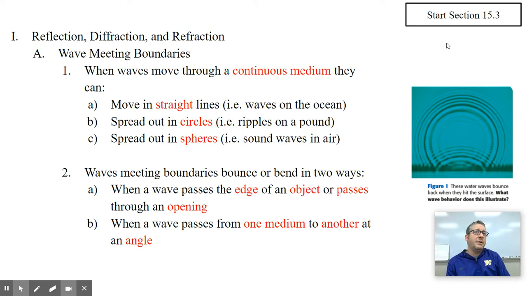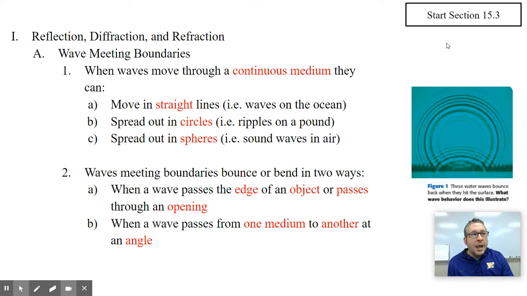So we've been talking a lot about different types of waves, and now we need to see what happens to them when they encounter objects. And the object could be a wall, a small opening, even going from one medium to another. So that's what we're going to be talking about today. We're going to start off by talking about reflection, diffraction, and refraction, okay? Say that 3 times fast. Reflection, diffraction, and refraction. I'm not going to say it 3 times fast.